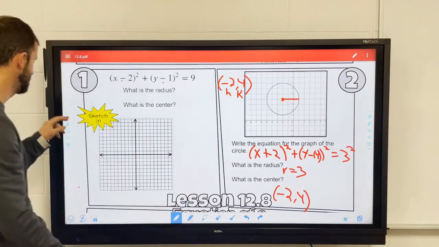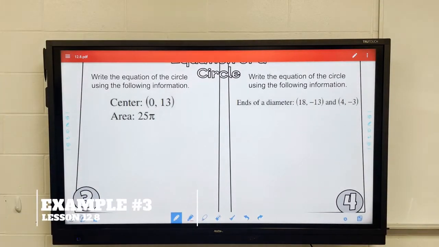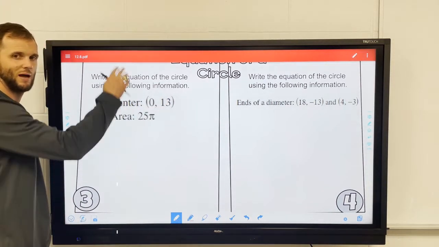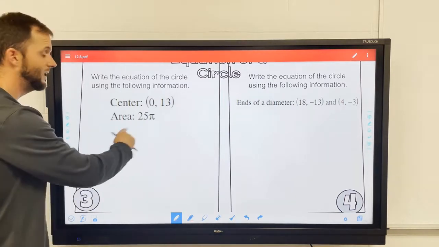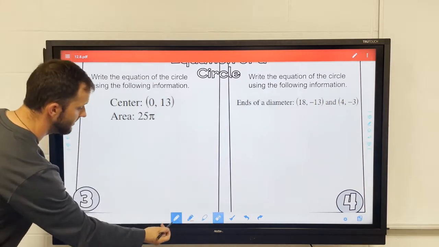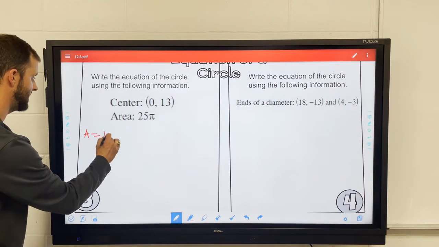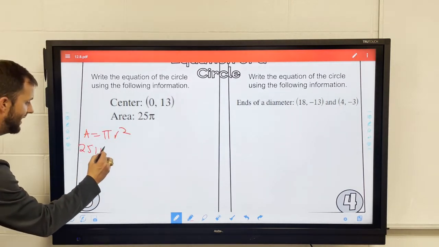Okay? Let's jump to example number 3. On example number 3, it says we need to write the equation of the circle using the following information. Right now I have the center of my circle, so I have my h and k, but if you look, I don't have my radius yet, but I've been given the area. I know the area of a circle is going to be pi r squared, correct? So the area of the circle is going to equal pi r squared. So my area is 25 pi.